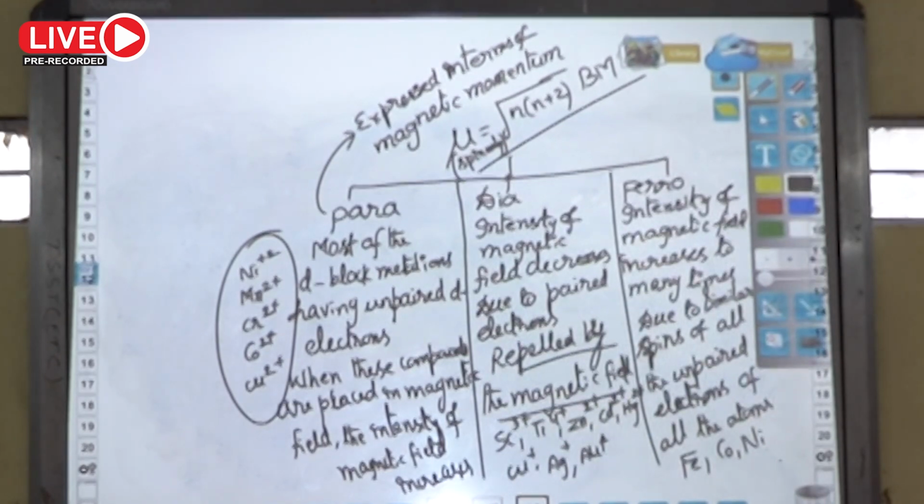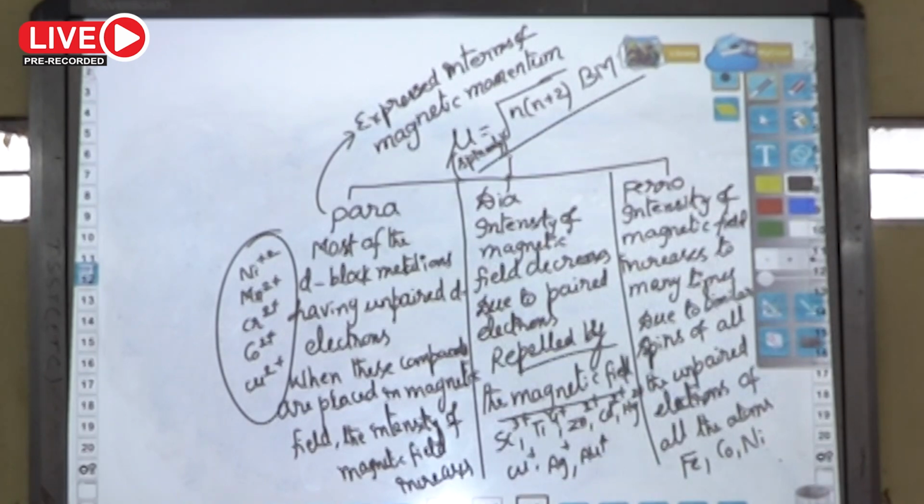So see that formula mu is equal to root of n into n plus 2, where n is what here? N is the number of unpaired electrons. If you use that formula and determine the magnetic momentum value for the elements of 3D series, you will get some values, and those values match with the experimental values. This is the theoretical formula to know the magnetic momentum.